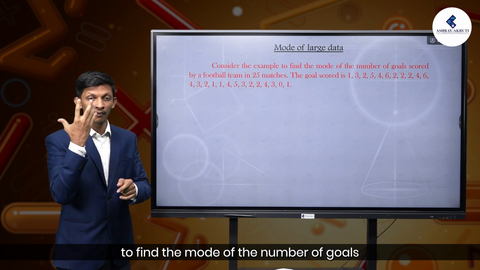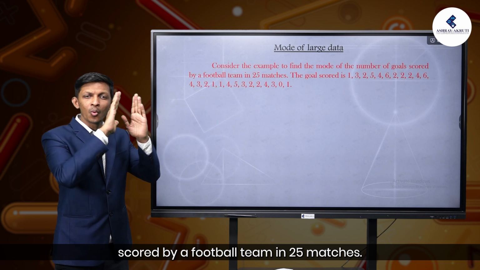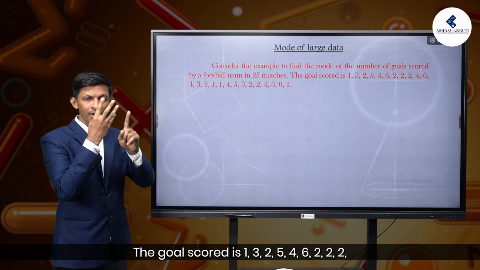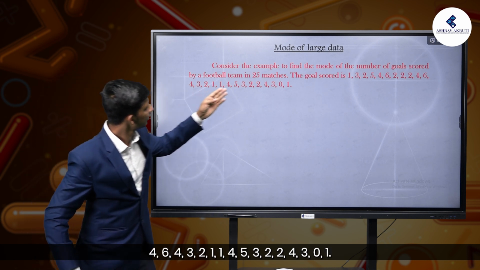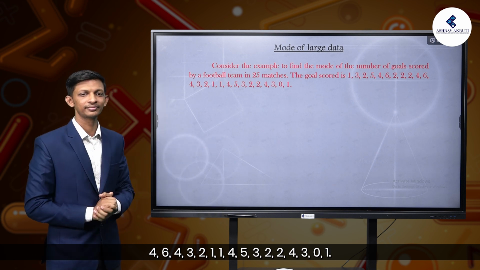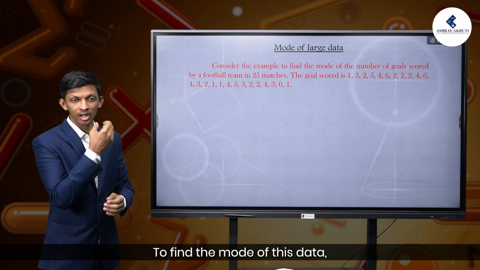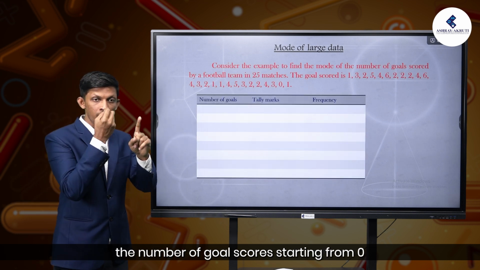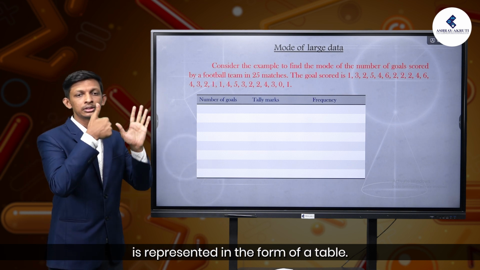Consider the example to find the mode of the number of goals scored by a football team in 25 matches. The goals scored are 1, 3, 2, 5, 4, 6, 2, 2, 2, 4, 6, 4, 3, 2, 1, 1, 4, 5, 3, 2, 2, 4, 3, 0, 1. To find the mode of this data, the number of goals scored, starting from 0 and ending with a maximum of 6, is represented in the form of a table.